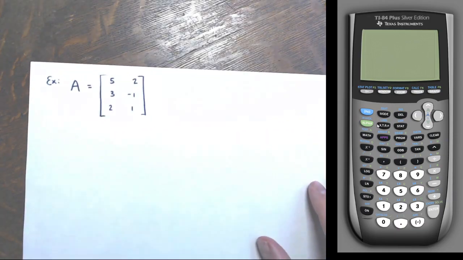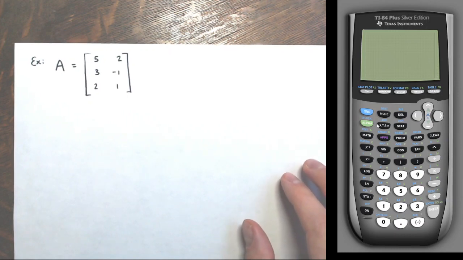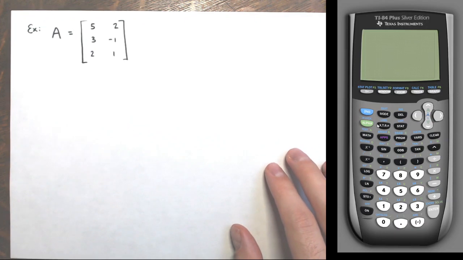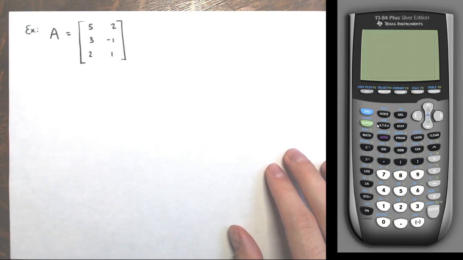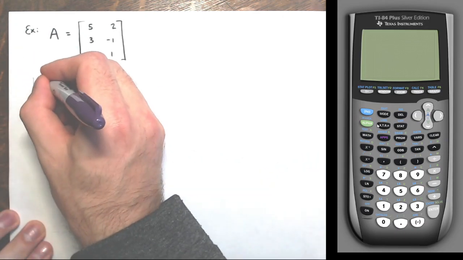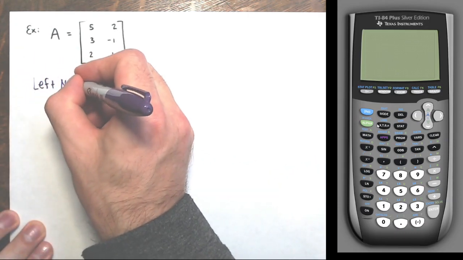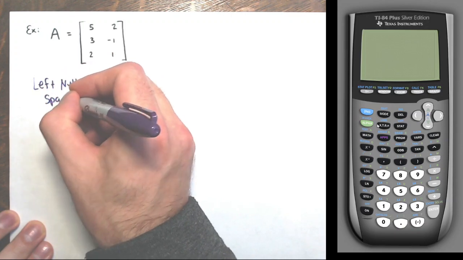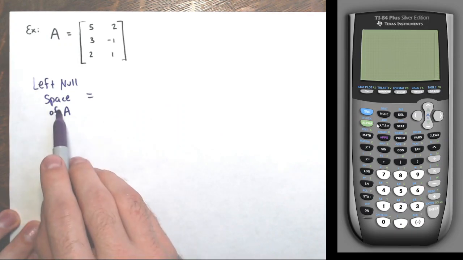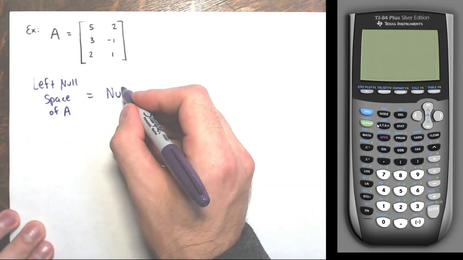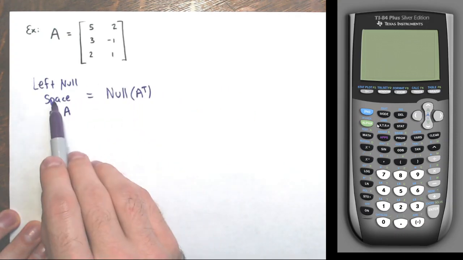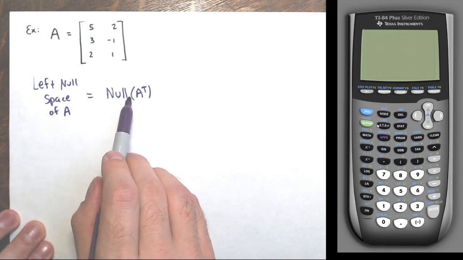So here A is this 3 by 2 matrix. The rows: 5, 2, 3, negative 1, 2, 1. And one last time, I'm trying to find the left null space of matrix A, which will have the same vectors, just written as rows, as the null space of A transpose. They'll have the same vectors in them. It's just the vectors are written as rows here. They'll be written as columns here.